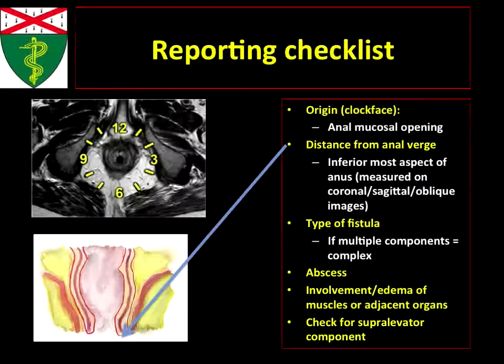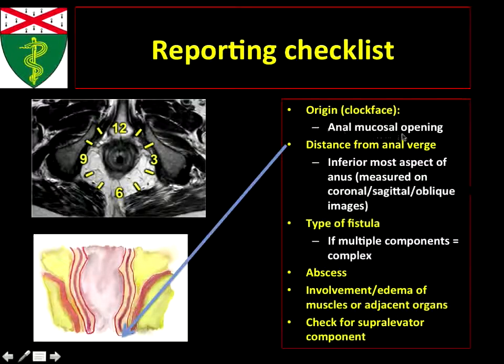So when we talk about anal fistulas, one of the important things to make sure you mention is where the mucosal opening is, so where it's arising from within the anus. And when we look at the anus in our axial images, we pretend it's a little clock, right? So 12 o'clock is there, you go clockwise, you get 3 o'clock and 6 o'clock and 9 o'clock. And so we mention that the anal mucosal opening appears to be arising from a certain clock position: 2 o'clock, 5 o'clock, 6:45, something like that.